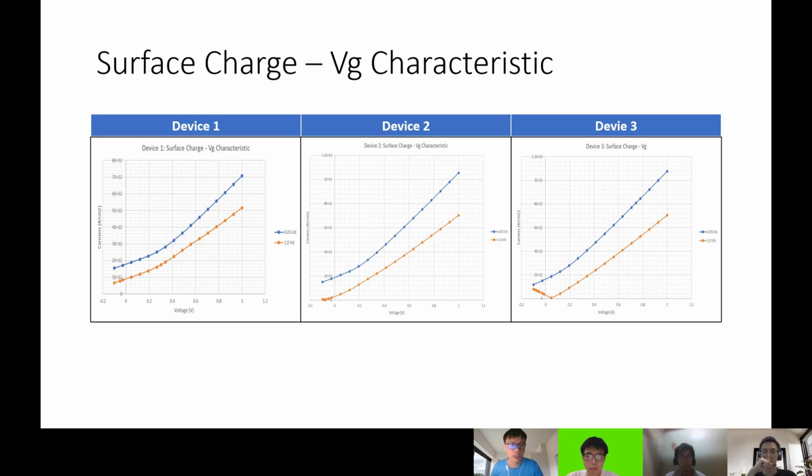This is the surface charge versus VG characteristics graph we plotted.